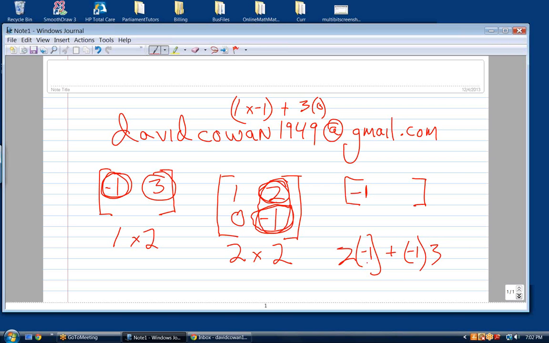Okay. So this is -2 plus -3, so that would be -5, and that goes there. And this is your result. And you know your result is going to be these two outside numbers. It's going to be a 1 by 2 matrix.